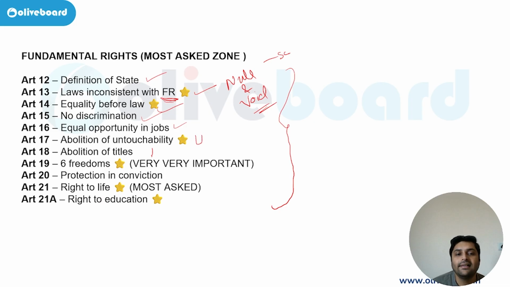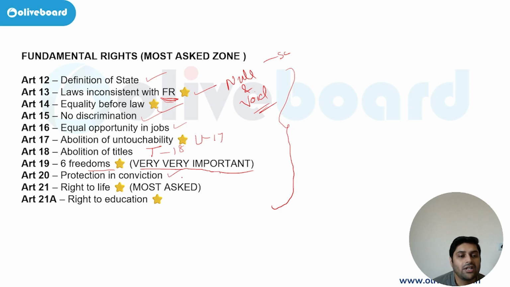U and titles. So you can remember it like UTs, Union Territory, no? So 17 and 18: 17 is abolition of untouchability, and 18 is abolition of titles. 19, we have six freedoms, of speech and expression. Very, very important.